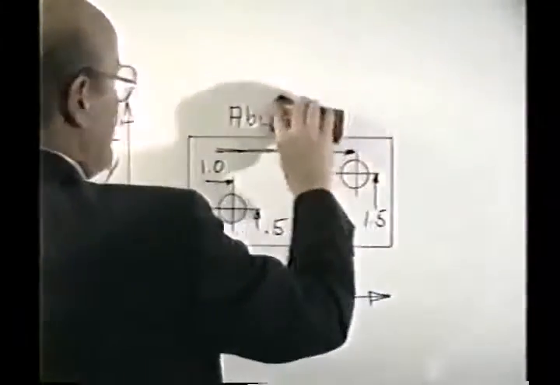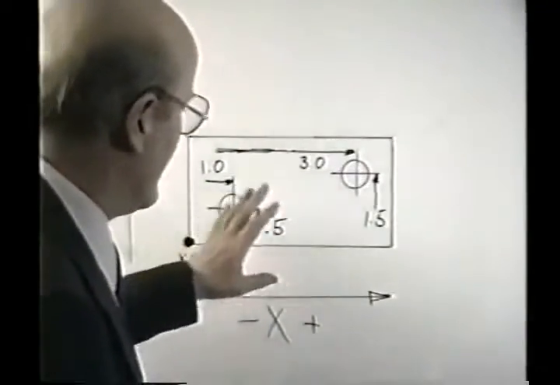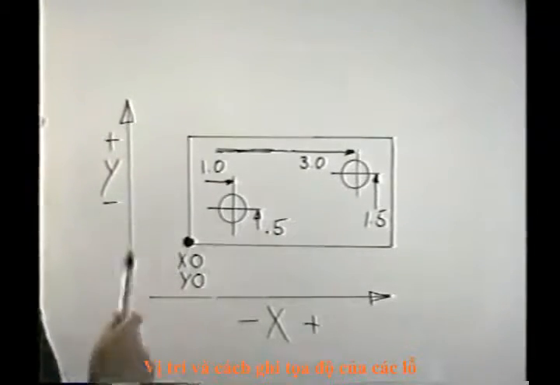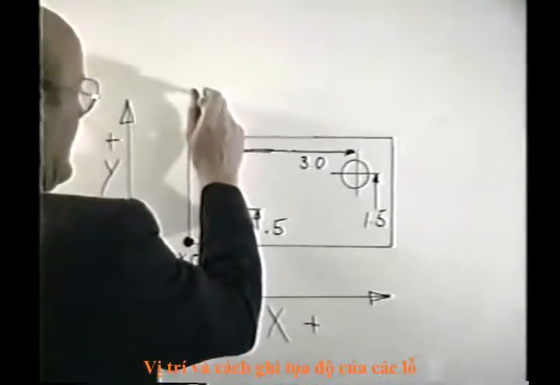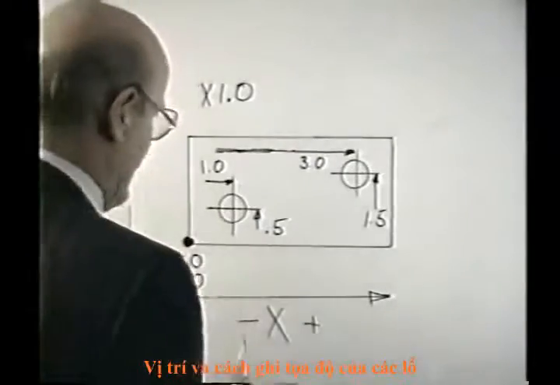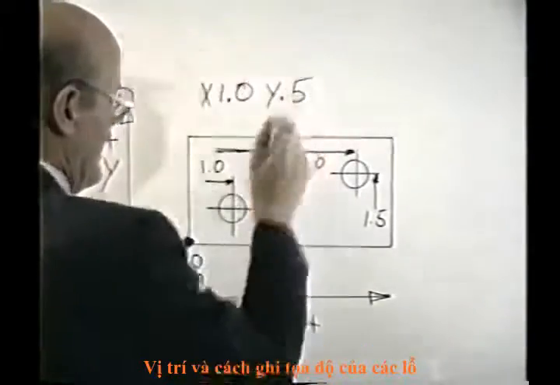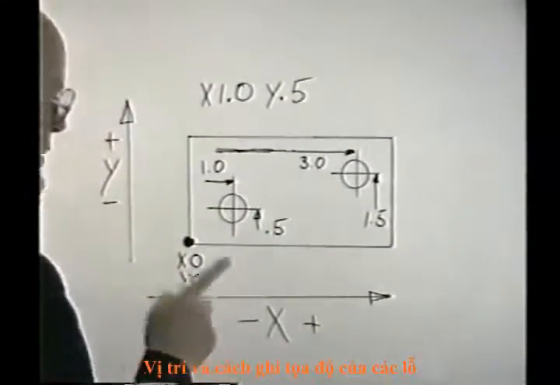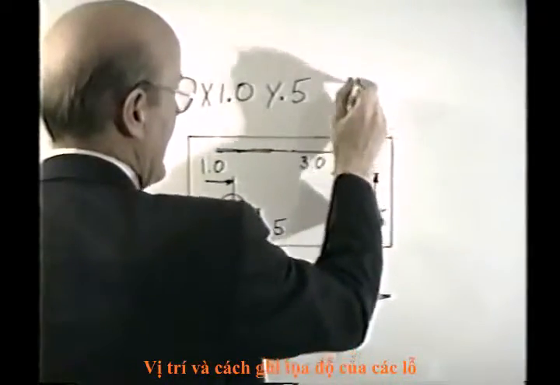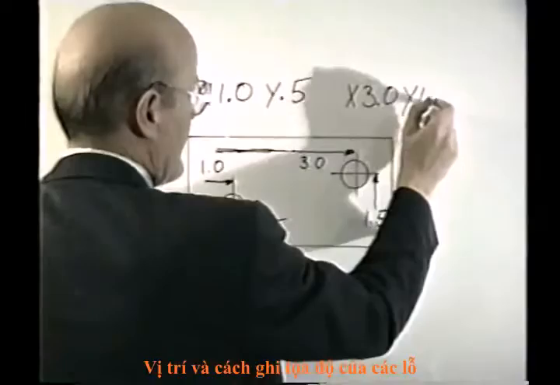So for now, all we want to do is put the dimensions down for where these points are located within this coordinate system. This is 0, 0 on the part. So this would be located at x1.0, the actual dimension of 1 inch, plus y0.5. That is the location of this hole. This hole is located at x3. So this hole would be located at x3.0 and y1.5.